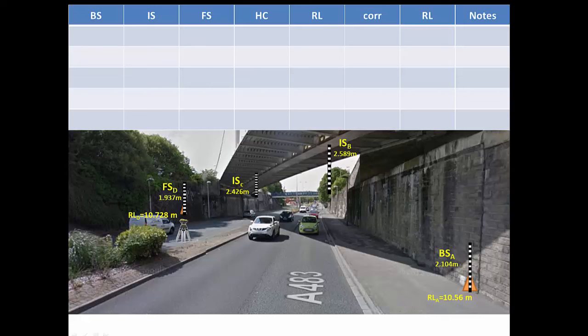Okay, it should look something like this. You could do the other way around, but since I've labelled them A, B, C, D, I think starting at A makes sense. So the level backsight to A is 2.104. The reading to B is 2.589, but we need to book it as negative because it's a bridge culvert. Same with point C. And then the foresight to the last point, 1.937. I've also put my known reduced levels into the table. I know that the reduced level here is 10.560 and the reduced level at the far end is 10.728.